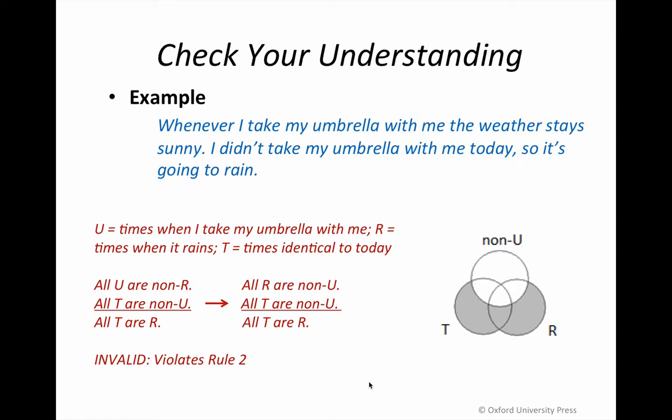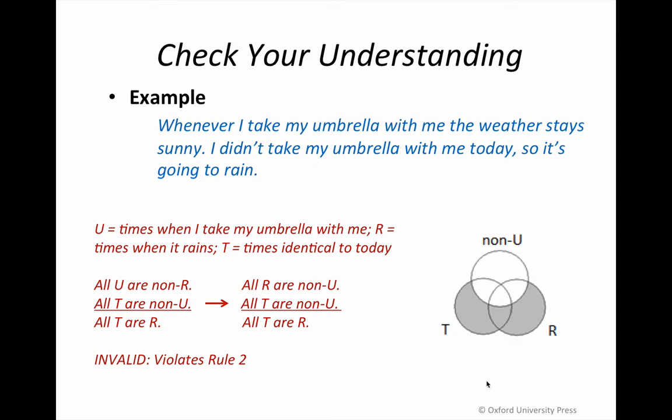U becomes times I take my umbrella. R is times when it rains, T times identical to today. So we get all U are non-R. So whenever I take my umbrella with me, the weather stays sunny, which is to say it's non-rainy.